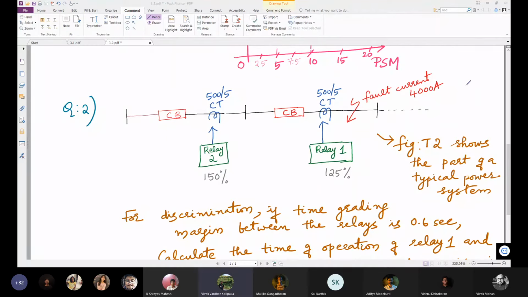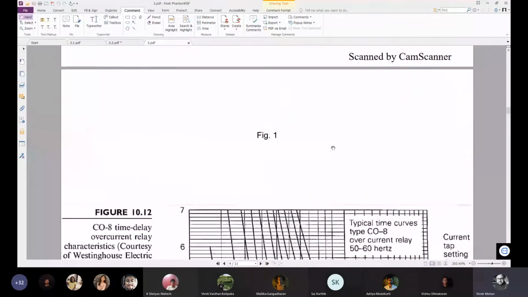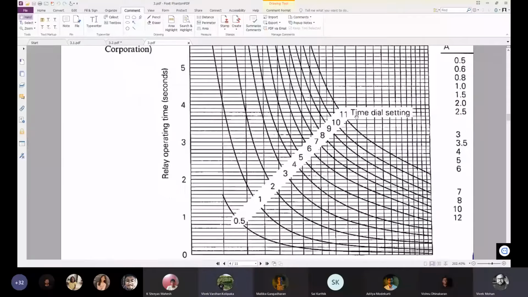Sir, a small clarification. Yeah, tell me. Previously we saw the Westinghouse time dial setting and this time setting multiplier. Are these both the same quantities? In which lecture? Lecture 5.1, sir. Let me open it. This one, time dial setting. This is the same as time setting multiplier.